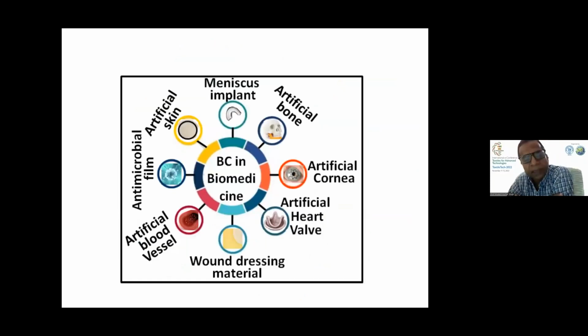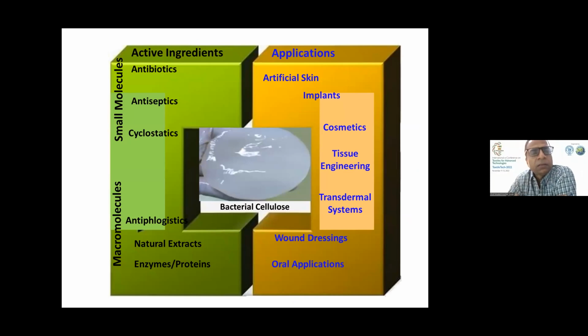In the biomedical field, it can be used for meniscus implant, artificial bone, artificial cornea, artificial heart valve, wound dressing material, and others. You will see the active ingredients in the form of small molecules can be used as antibiotics, antiseptics, cytostatics. In macromolecule form, for antifouling, natural extract, enzyme, and proteins.